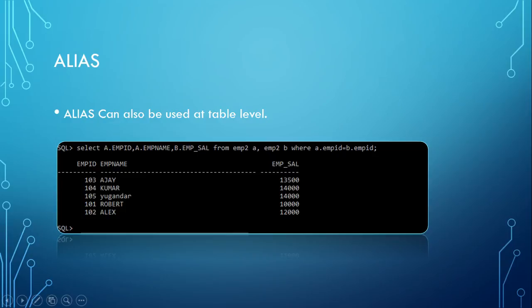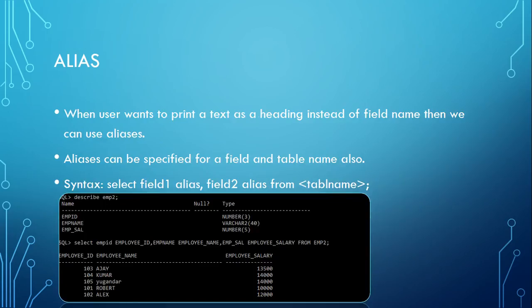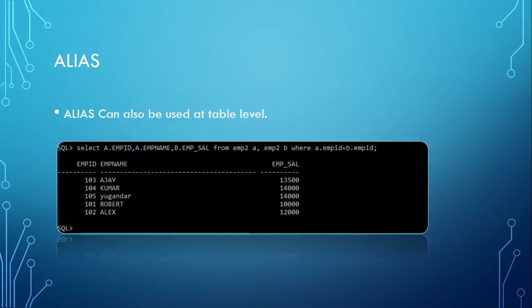Okay, employee ID and employee name, where employee ID is itself an employee ID. Sorry about that. So in this place we can use it at the table level. So aliases can be used at the field level and also at the table level. Okay, thank you so much for watching this tutorial on options using a select query. So the first one we discussed was aliases.